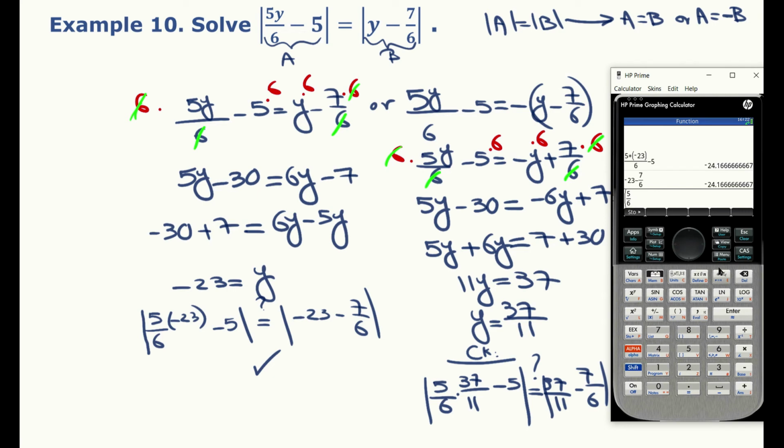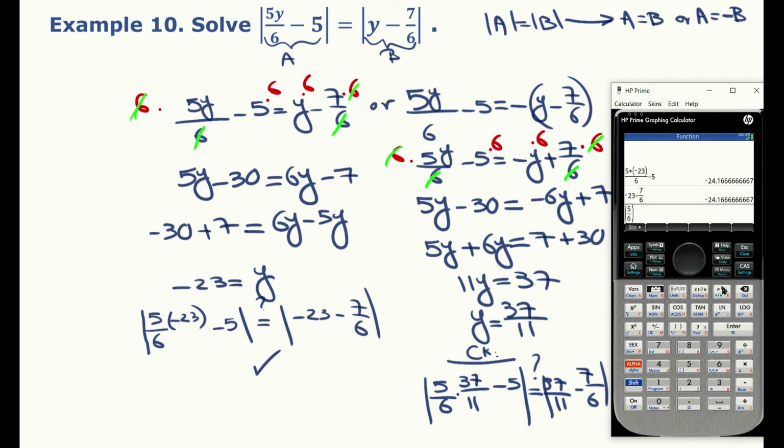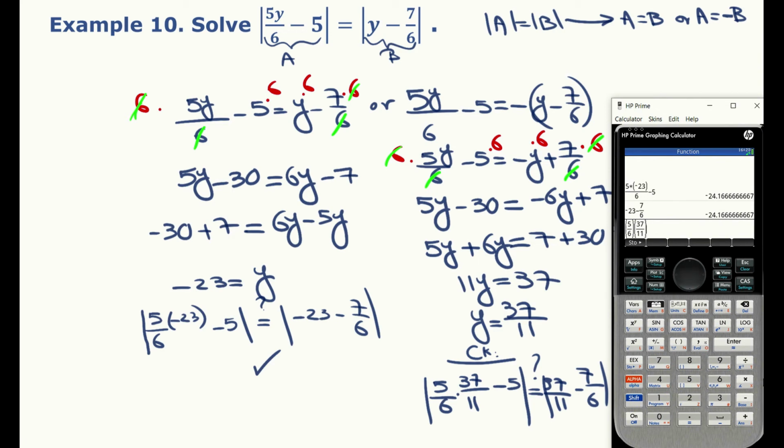All right, so 5/6 times, let me hit a fraction line first. Actually, let me start from scratch. How's that? We'll just open parentheses. We'll put 5/6. We'll get out of there, and then we'll put another parentheses, and we'll put 37 over 11. That's the cleaner way to do it. Okay, and then minus 5, and we hit enter.